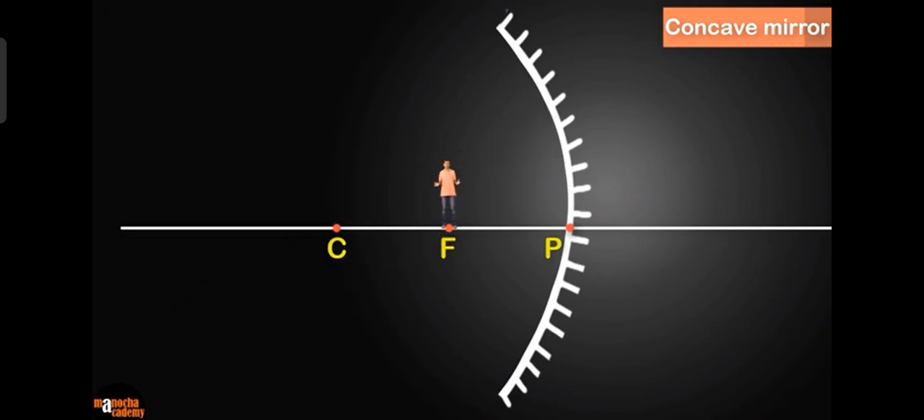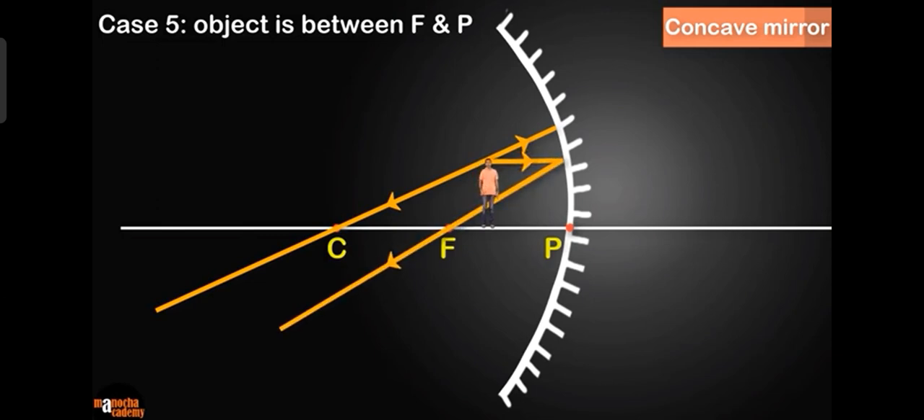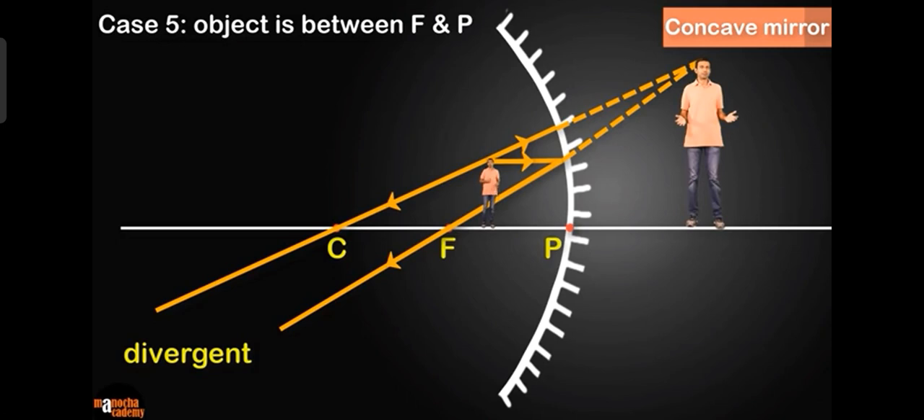Now let's look at the last case where I move really close to the mirror. The object, that is me, is between the pole and the focus here. Now let's use rule 1 and rule 2 to draw the light rays from the top of the object. And as you can see here, the reflected rays are divergent. So let's produce them backwards to obtain our image.